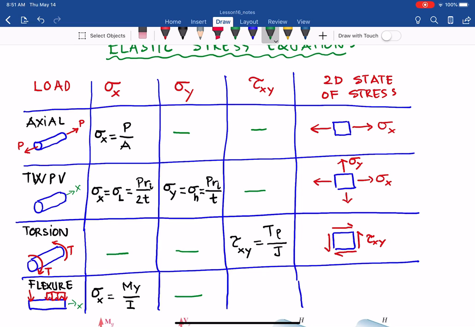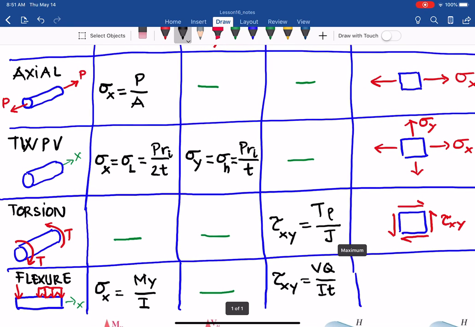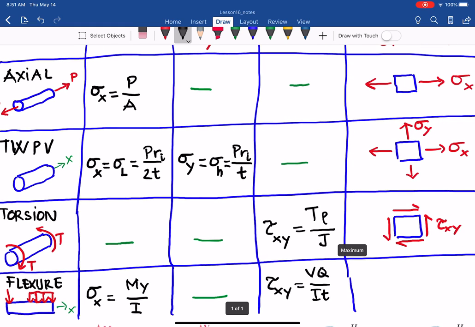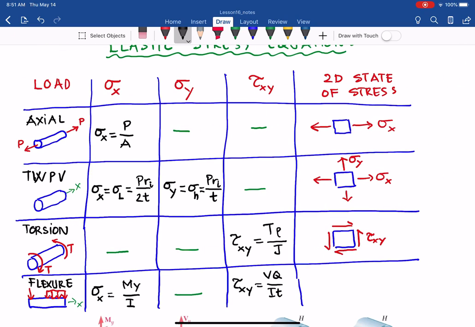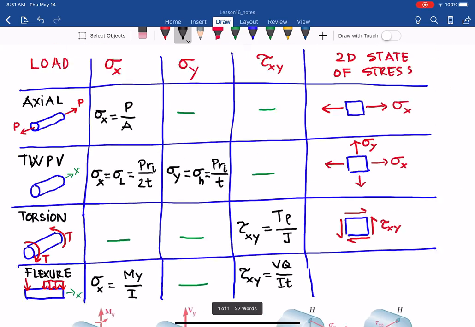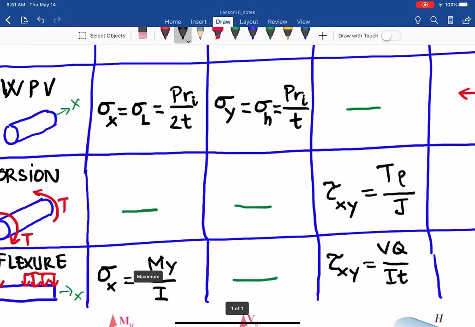And the internal shear force will create the transverse shear stress, and tau xy is equal to VQ over It. So as you can see, torsion also creates shear stress, and that is T rho over J, and the internal shear force V creates a transverse shear stress, tau xy equals VQ over It. If you recall, it will be maximum at the neutral axis and minimum at the outermost fiber, while the normal stress due to internal bending is maximum at the outermost fiber, 0 at the neutral axis.